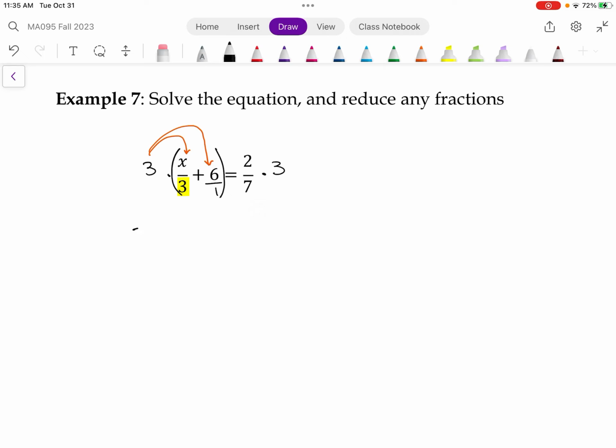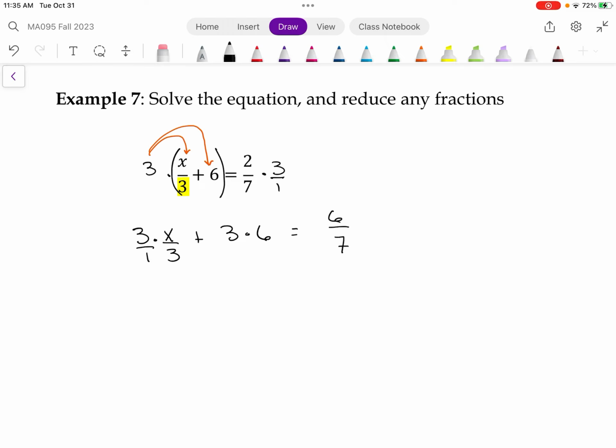So I've got 3 times x over 3, and that's 3 over 1, plus 3 times 6. And I don't really need to put the 6 over 1 because I'm not multiplying by a fraction. So I'm just going to delete that over 1 because I don't have to think about it. It's just 3 times 6. So again, there's many ways to do this. You can think of it however you want. On the right, I'm going to put the 3 over 1, so I remember that the 2 and the 3 are multiplied to make 6 over 7.